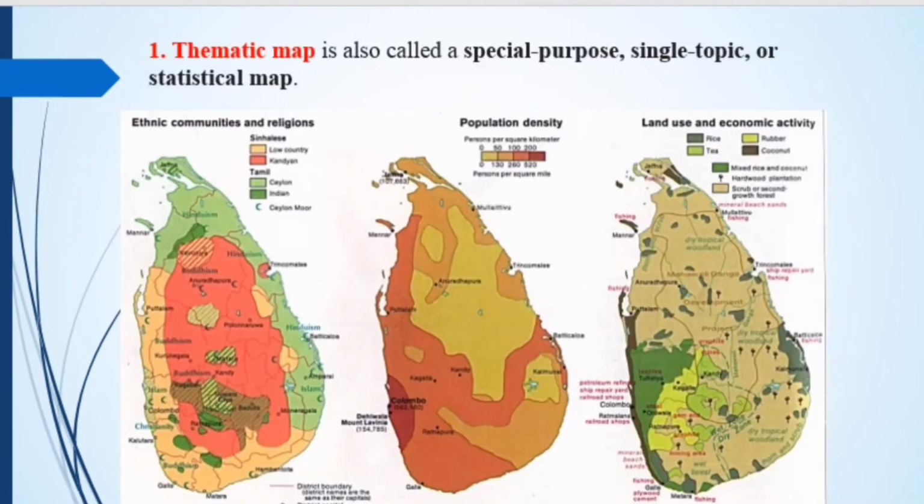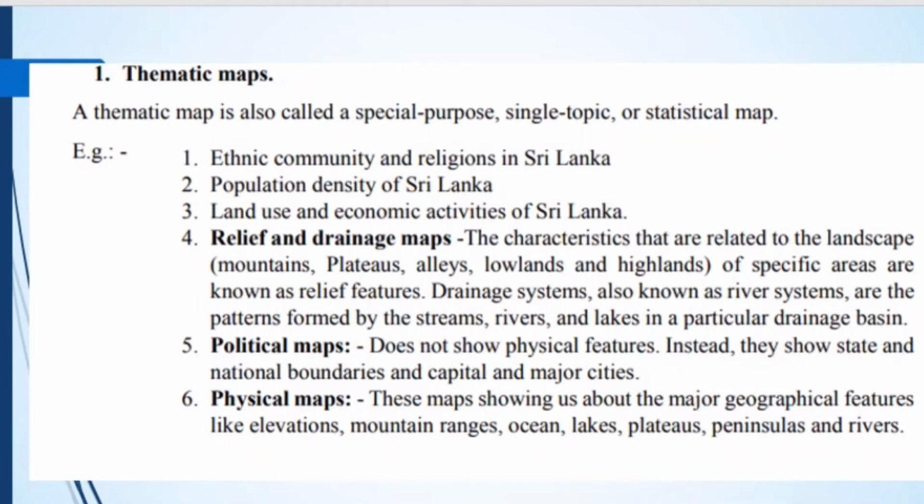Thematic maps are also called special purpose, single topic or statistical maps. For example, ethnic communities and religions of Sri Lanka, population density of Sri Lanka, land use and economic activities of Sri Lanka are some examples of thematic maps. Apart from that, relief and drainage maps, political maps and physical maps also come under thematic maps.